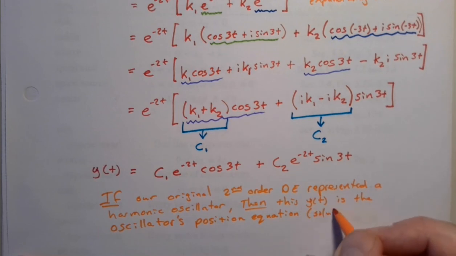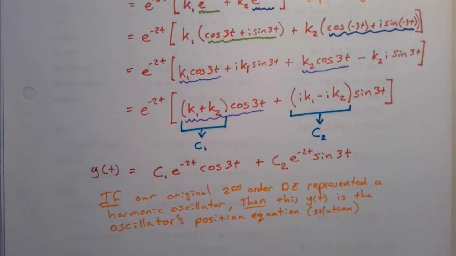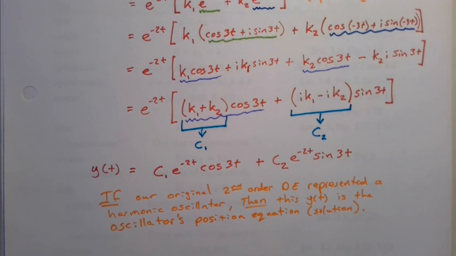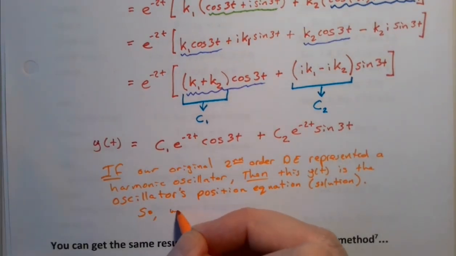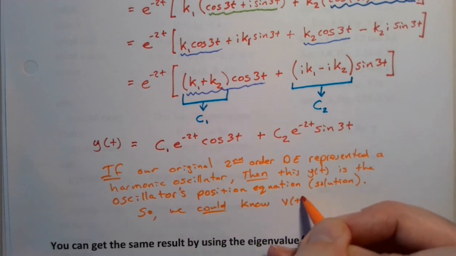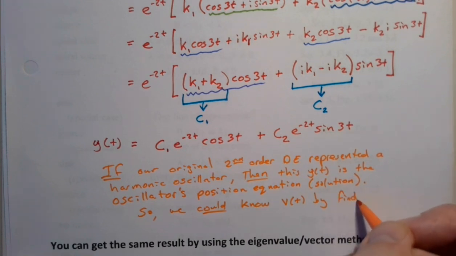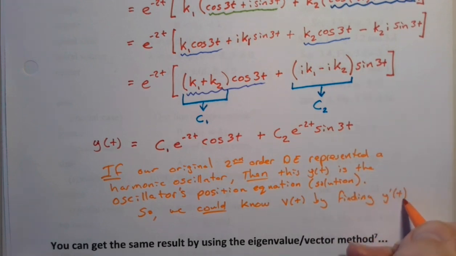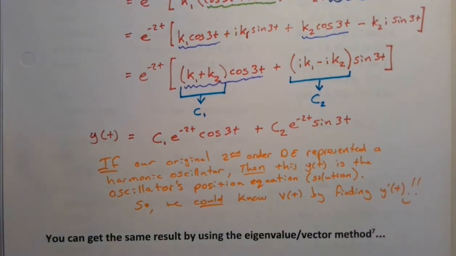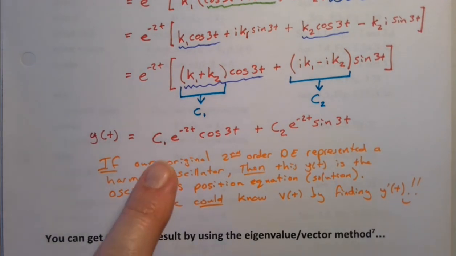It's the solution, right? If you wanted to know what the velocity equation is, all you'd have to do is take the derivative. So we could know v of t by finding y prime of t. Notice we'd have to do a little bit of calculus because each one of these is a product rule situation if you're going to take the derivative. So it's a little bit of Calc 1, right? It's not super complicated, but it's a little bit of calculus.